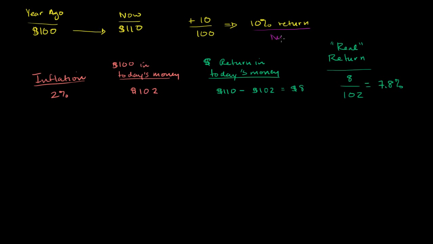So even though the nominal return, the number, if we just look at what we got in exchange for what we invested, even though the nominal return was 10%, because there was 2% inflation, our actual purchasing power only increased by 7.8%.